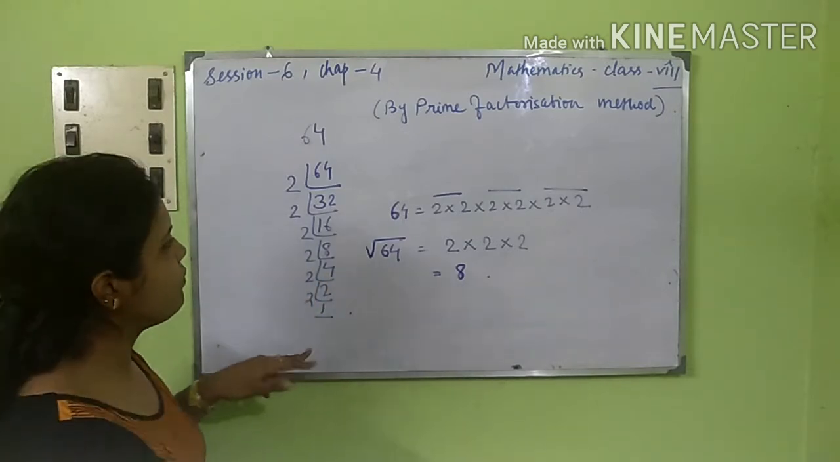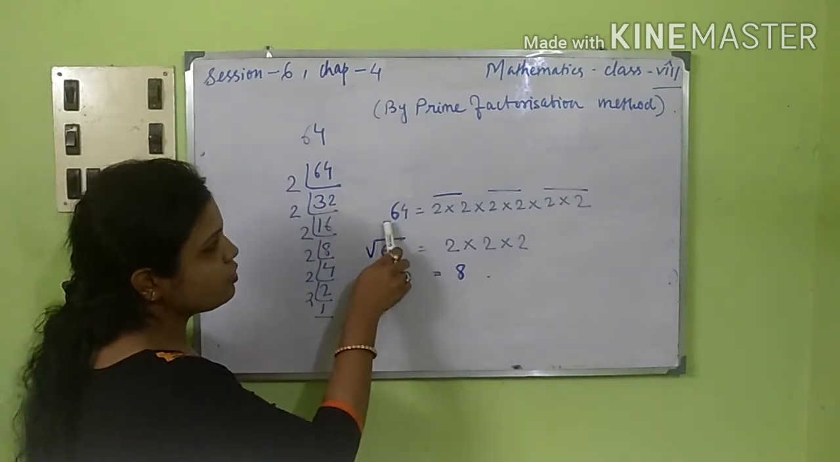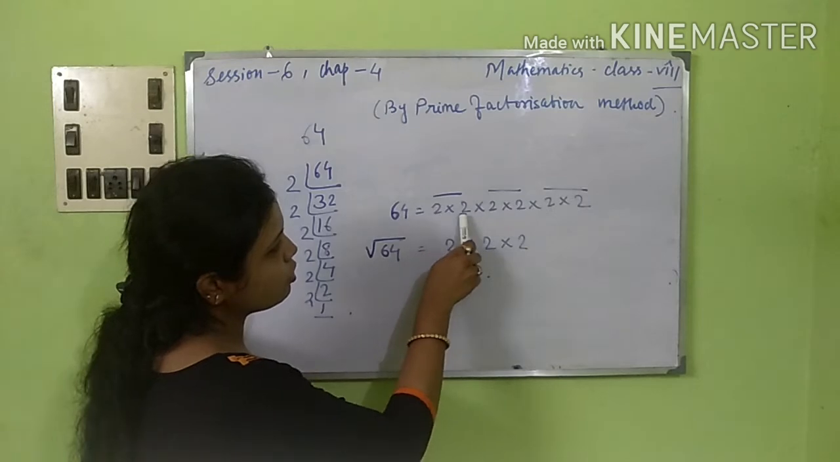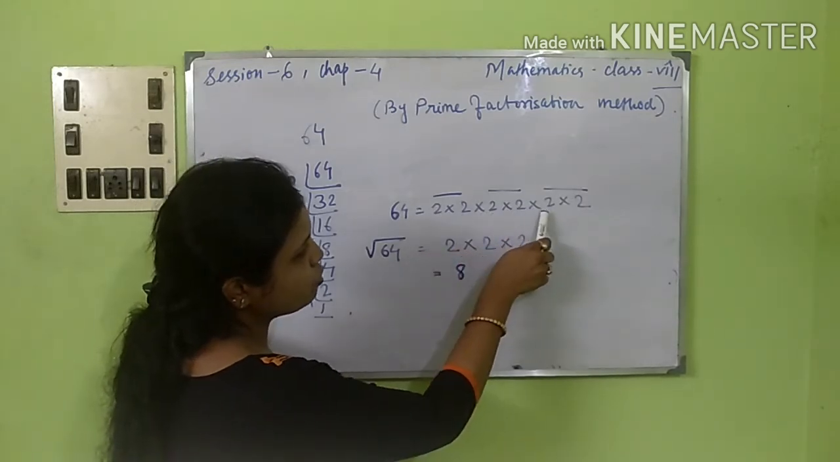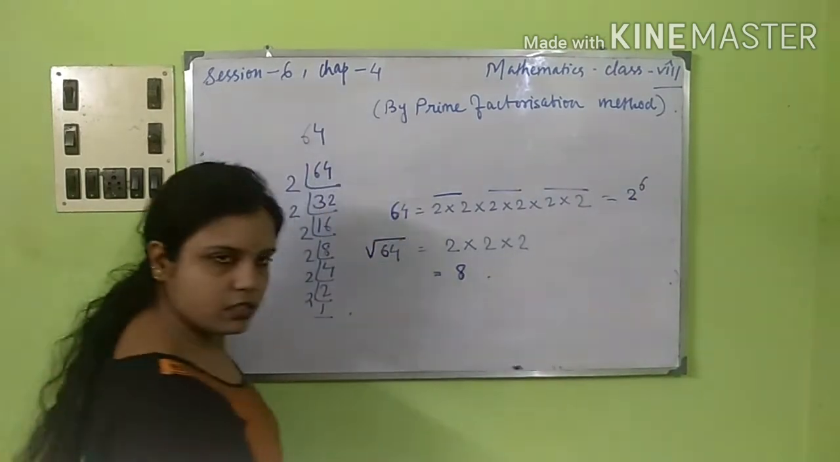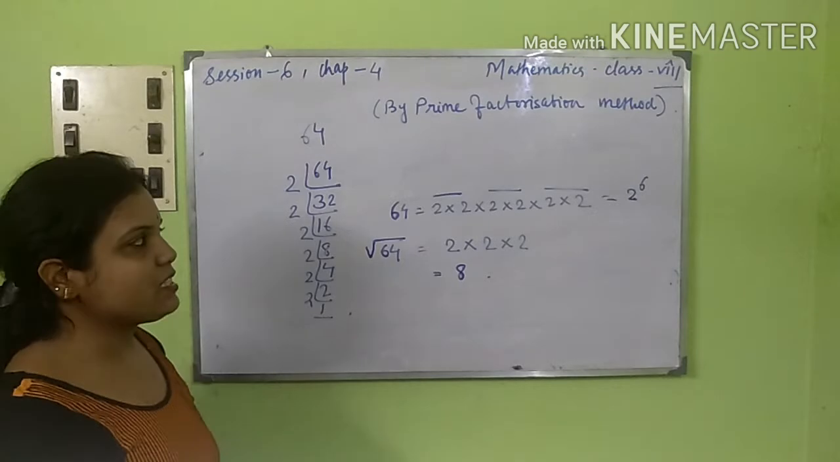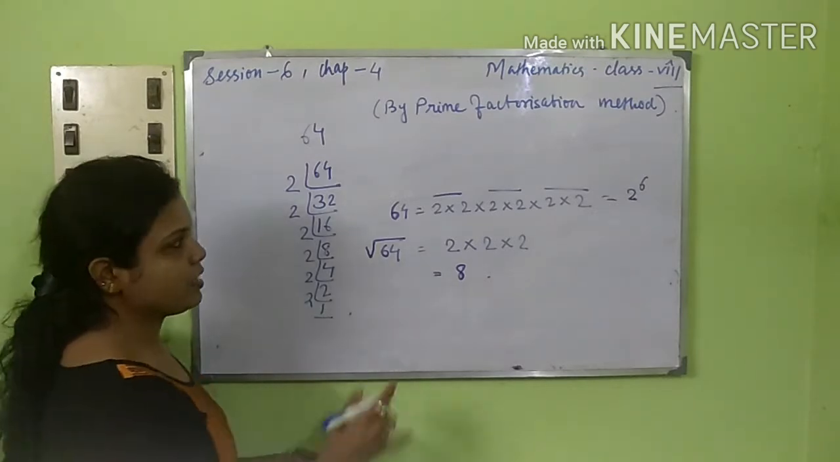So here we have 1, 2, 3, 4, 5, 6, six 2s. So the factors of 64 are 2 into 2 into 2 into 2 into 2 into 2. That means it can be written as 2 to the power 6, right? I have written it in this broad, classified way so that I can make you all understand.